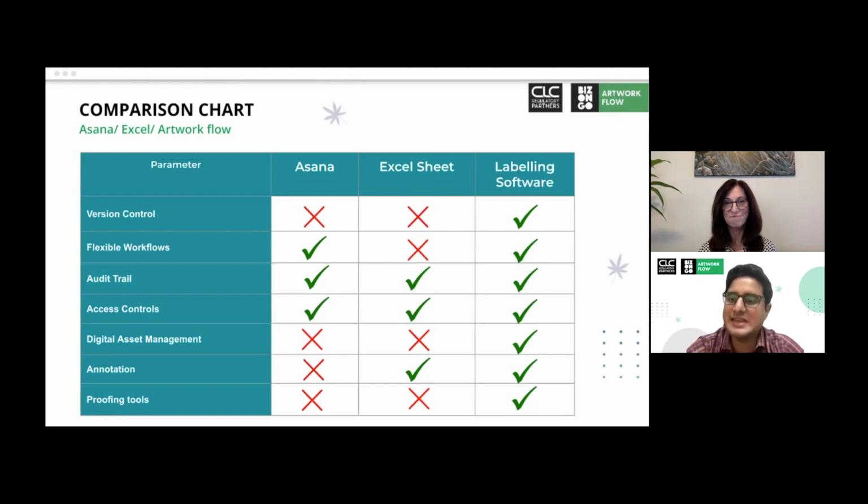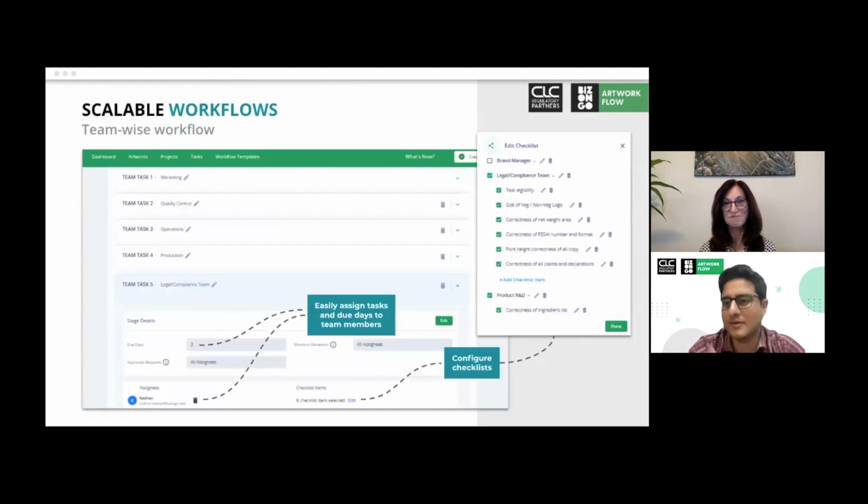That's where very specific labeling software comes into the picture, much like Artwork Flow, where they help you run your projects, proof them, go deep into them, annotate, keep an audit trail, and make sure that a task is assigned to each one of them, and you're able to scale with a system like that. And that's what Artwork Flow as a system also does. Essentially, it helps all of the stakeholders come together, annotate, and collaborate on the labels, and get the right label out at the right time with absolute accuracy.